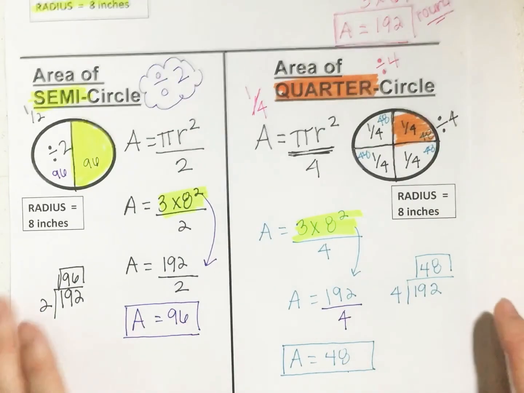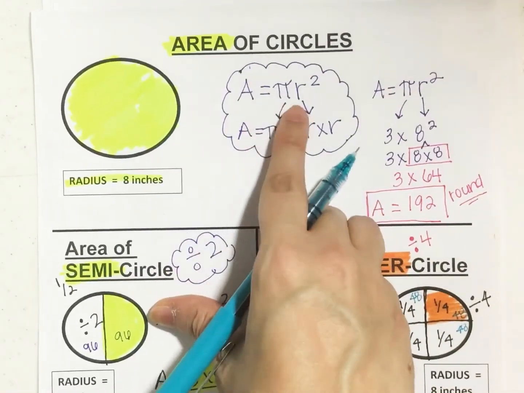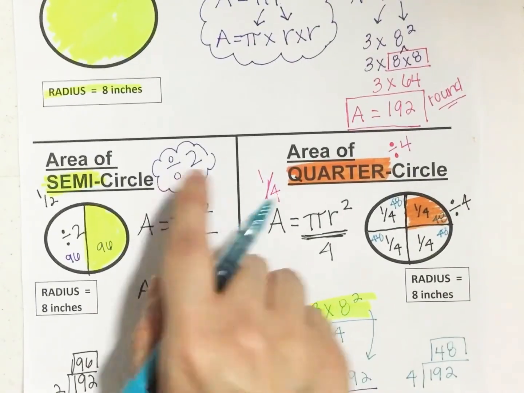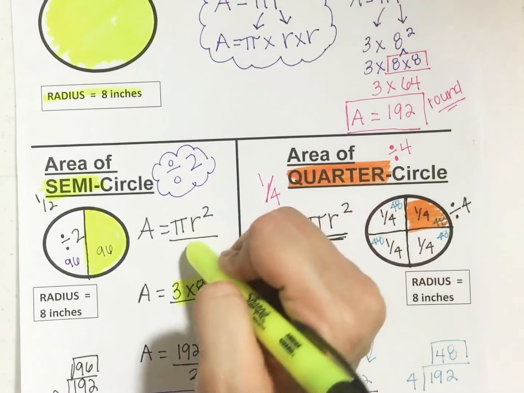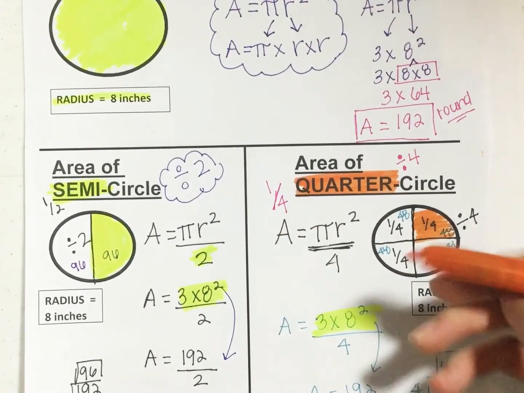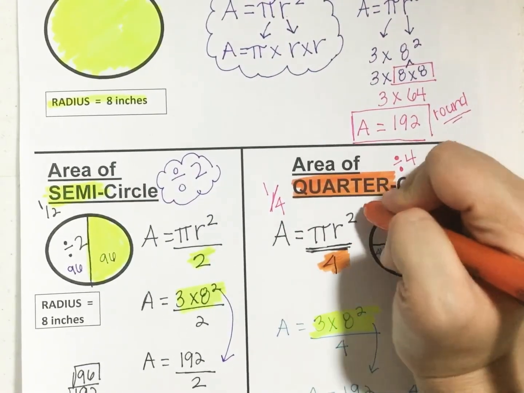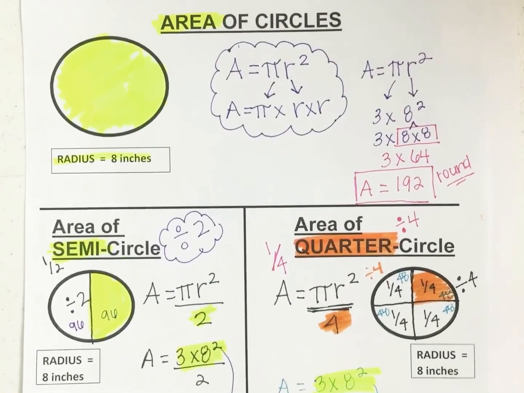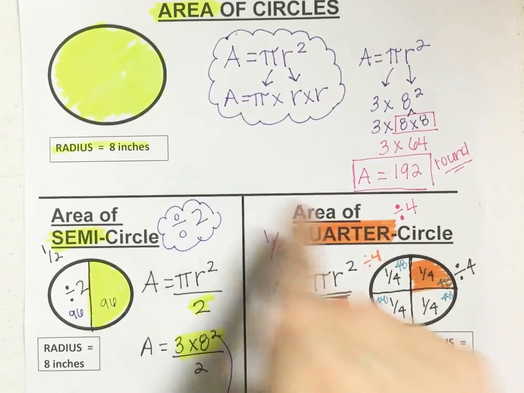Let's just quickly review. If it's a full circle, you use your formula, pi r to the second power. If it's a semicircle, you divide by 2. If it's a quarter circle, you're going to divide by 4. Again, you can rewind the video to look at the examples with circles, semicircles, and quarter circles.